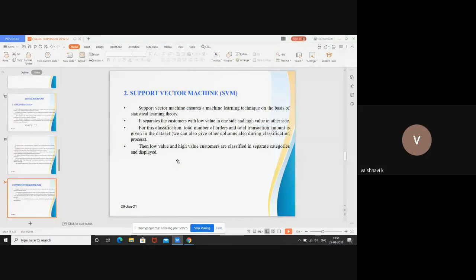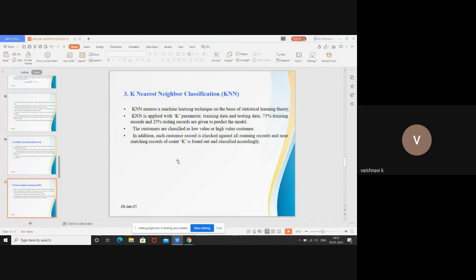The second algorithm is the support vector machine. Support vector machine is a machine learning technique based on statistical learning theory. It separates the customers with low value on one side and high value on the other side. Then low value and high value customers are classified into separate categories and displayed. In this classification, the total number of orders and total transaction amount is given in the data list.